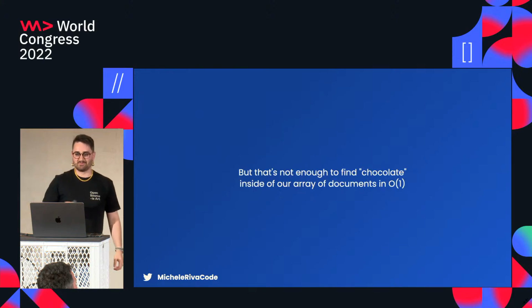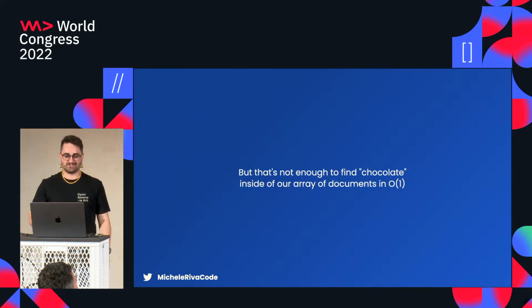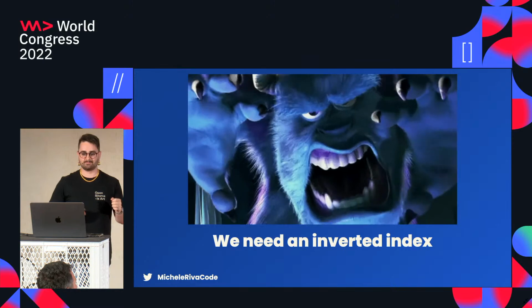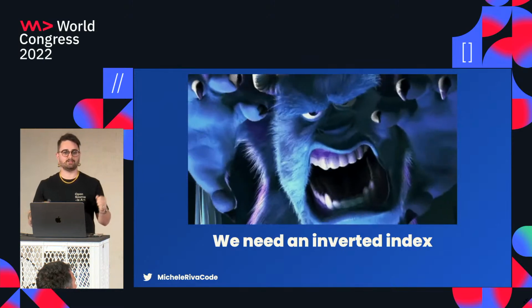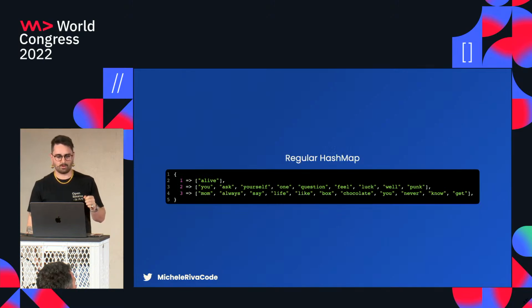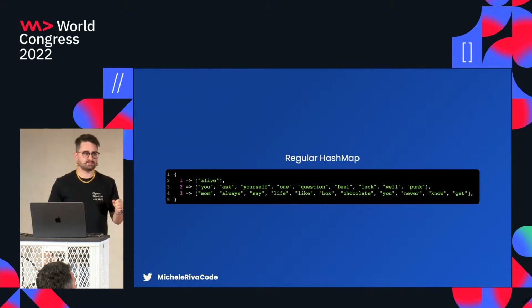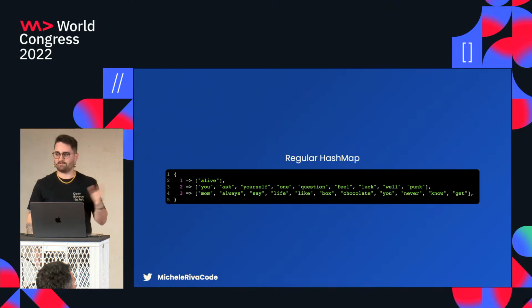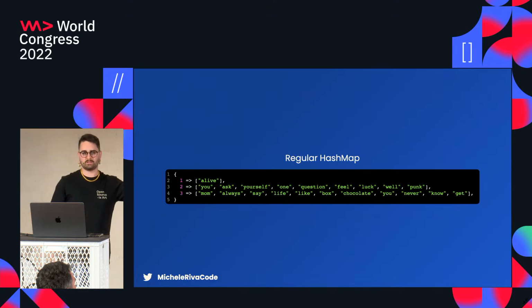which is not actually true, because that's not enough for finding chocolate inside of an array of documents in O(1). So that's why I want to introduce another data structure. We need to introduce the inverted index. So let's say we have a regular hash map where the key is the ID of a document, and the value is an array containing all the tokens in a document.